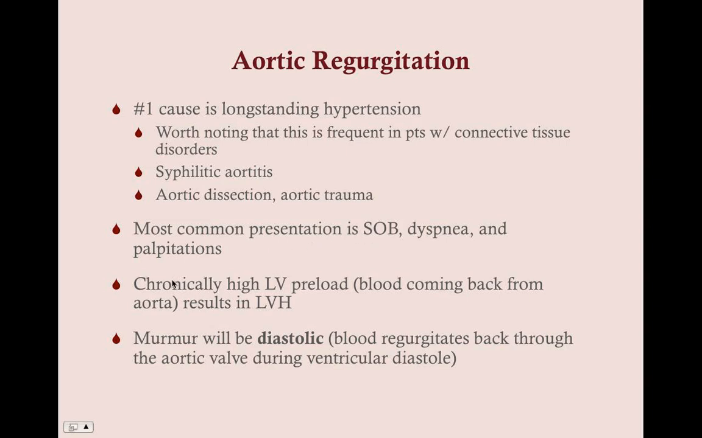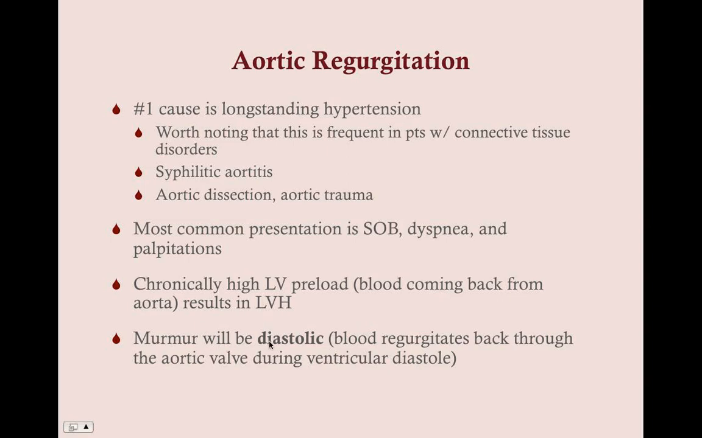So these patients do suffer from a chronically high left ventricular preload because blood has been coming back from the aorta into the left ventricle. And because you have this high left ventricular preload, you get left ventricular hypertrophy because blood has been regurgitating back into the left ventricle. So you have this high load in the left ventricle. So that causes left ventricular hypertrophy. So these patients can have that.